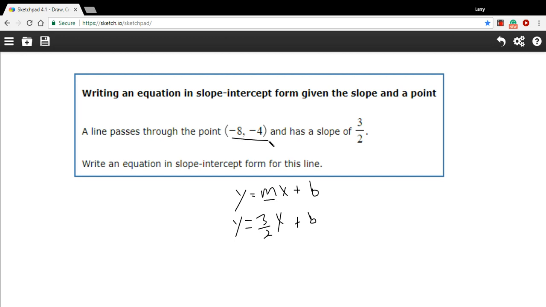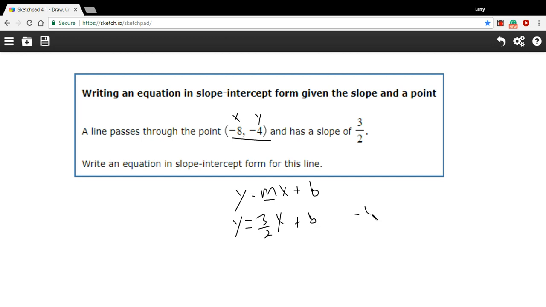Well, we have this point, and a point is really an x value and a y value, and when it says that the line passes through that point, that means these numbers will work in this equation. So I could pop these x and y values in for x and y, and then solve for b to find this intercept. So let's go ahead and do that.